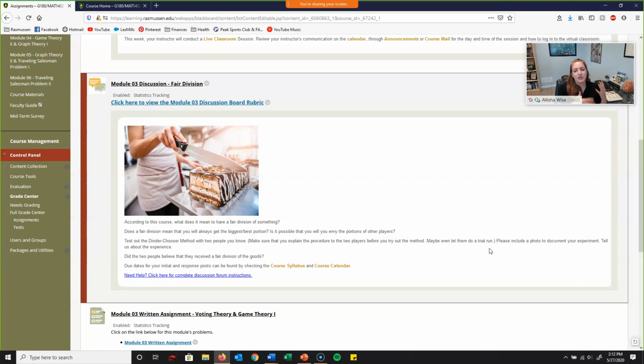And basically you're going to run this experiment and they want you to make sure you include a photo. This doesn't have to be a photo of you and the other person. It just has to be a photo of the item. And you can just use your camera on your phone if you want to, and then email it to yourself and then post it.